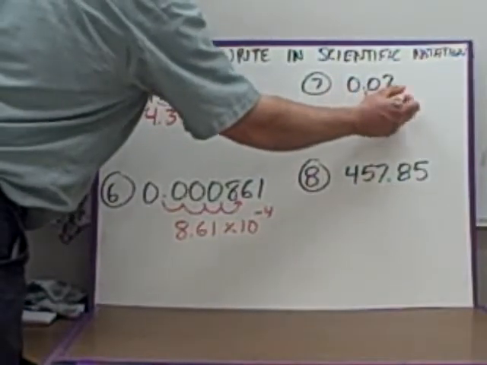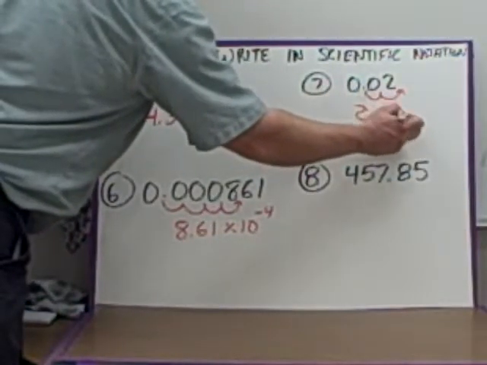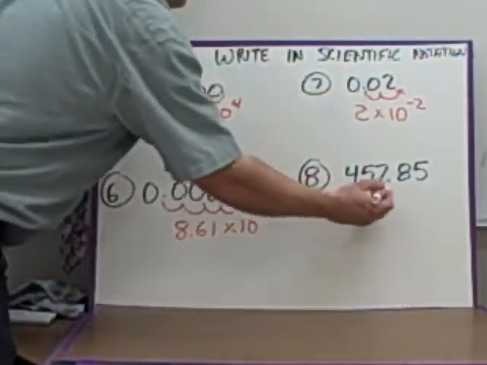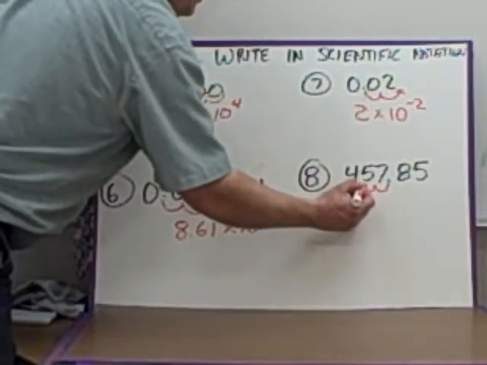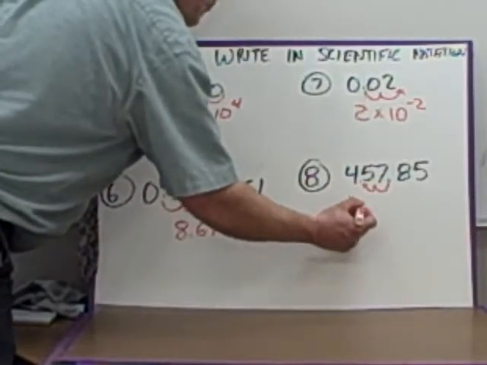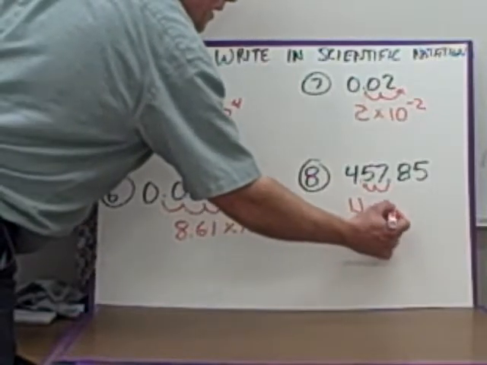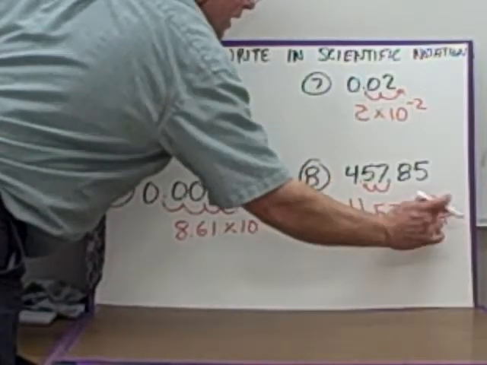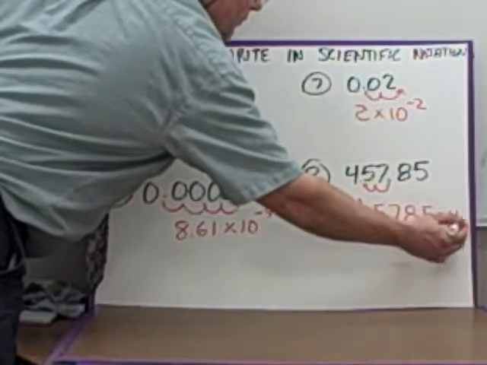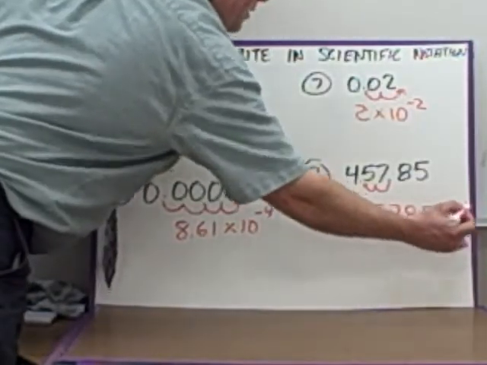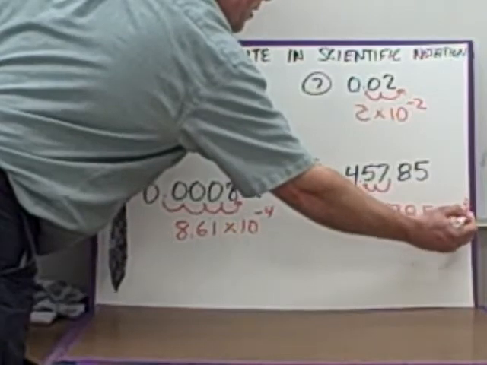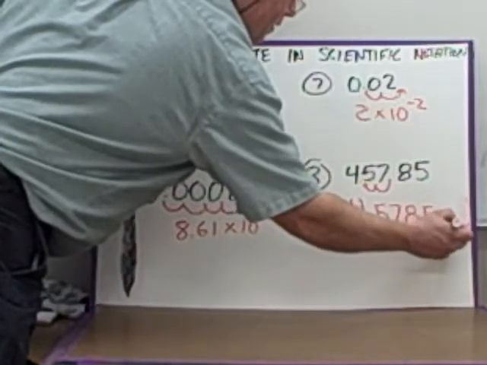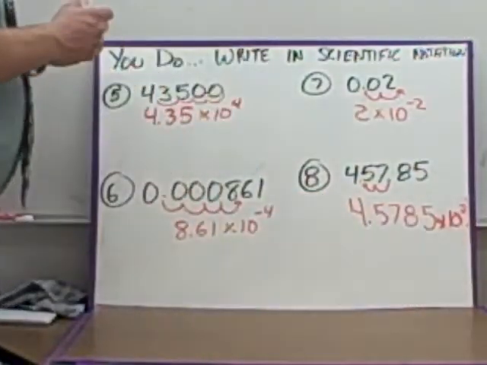This one we're going to go over 2 places, so we get 2 times 10 to the negative 2. We are going to the right, so it is negative. Here we're going to move over 2 place values to get the decimal point there. You end up with 4.5785 times 10 to the positive 2. We did move to the left, so it's going to be a positive 2 there. There we go. See you in class.